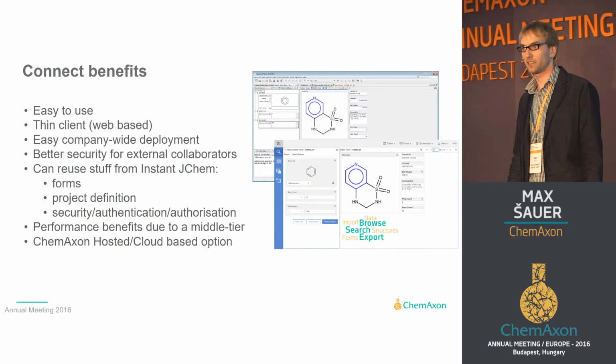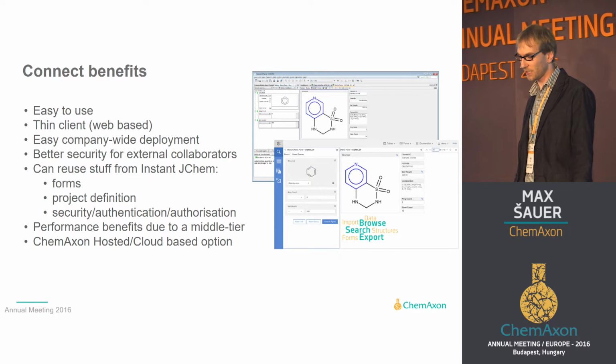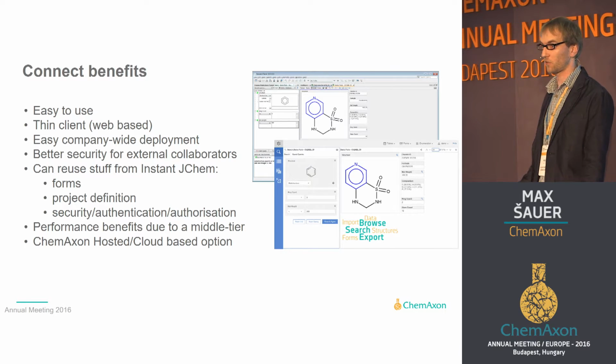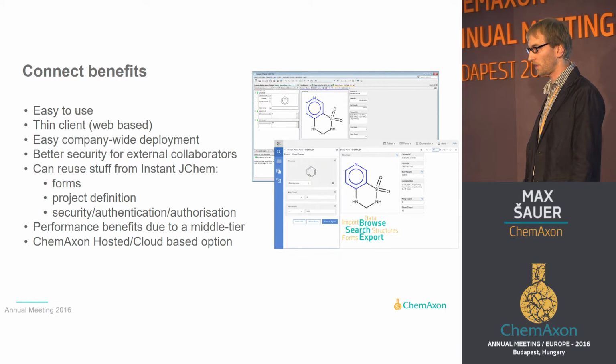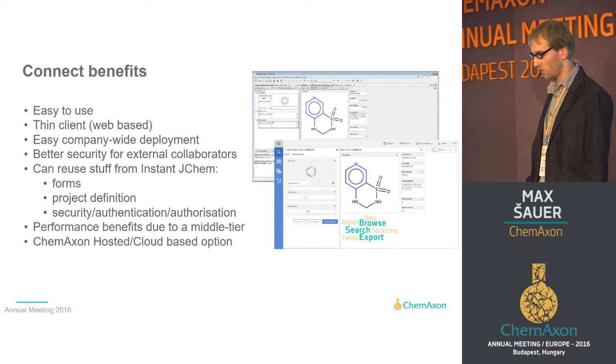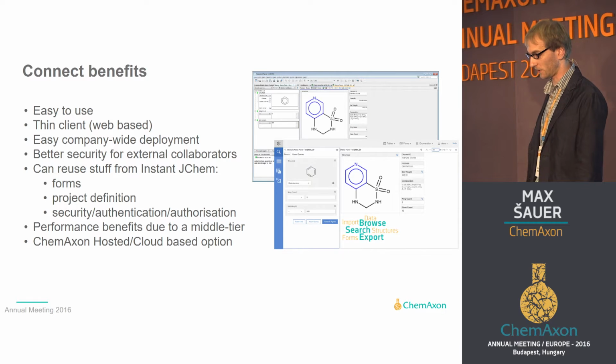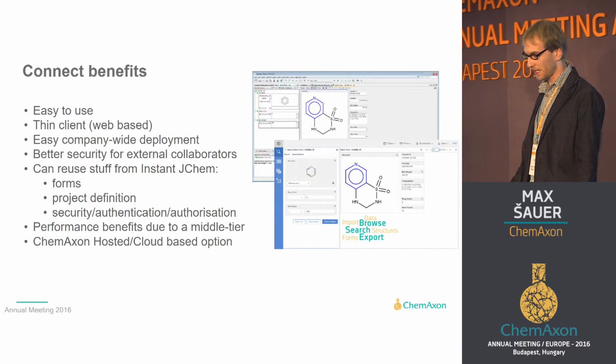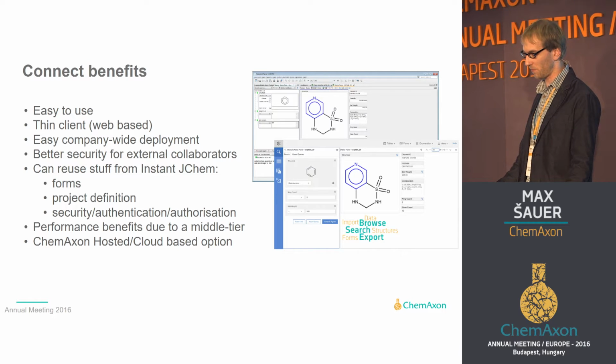So what are the benefits of Connect? This is sort of a comparison with IJC, because for the future, we are looking forward to the brighter days of thin client-based clients. On the right-hand side, you can see the comparison of forms. In case you have an existing Instant JChem project, you can easily migrate or just deploy the project inside Connect. And as you can see, the rendering and the structure query definition can be in the very same shape and appearance as you can have in IJC.